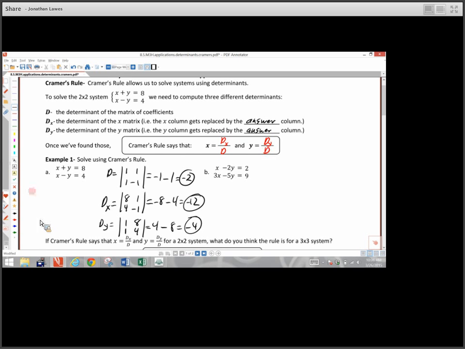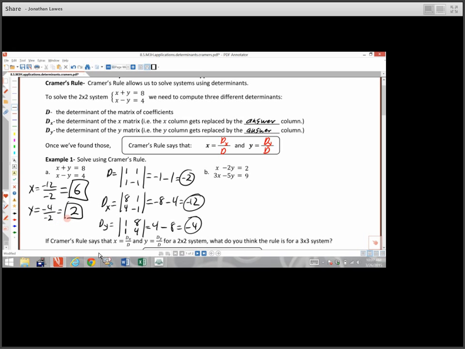Once I have those 3 numbers, all I have to do is remember what Cramer's rule is. Cramer's rule says this, that x is going to be the x determinant, which is negative 12, divided by the determinant of the matrix of coefficients, which is negative 2. So the answer is 6, just like we knew it would be. Okay? And y is the determinant of the y matrix divided by the determinant of the matrix of coefficients. So that's going to be a 2.